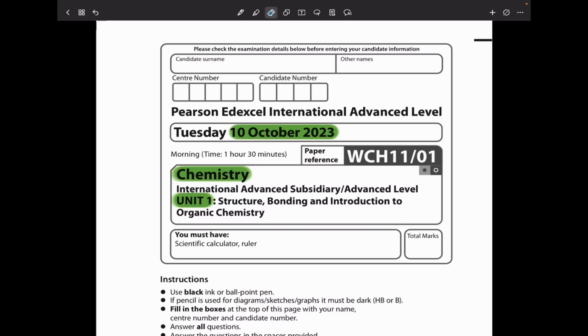Today we're doing the Pearson Edexcel International A-Level Chemistry Unit 1 for October 2023. Let's begin with the first question.